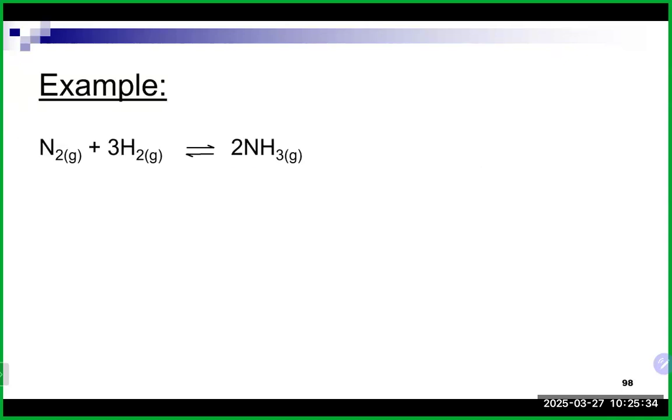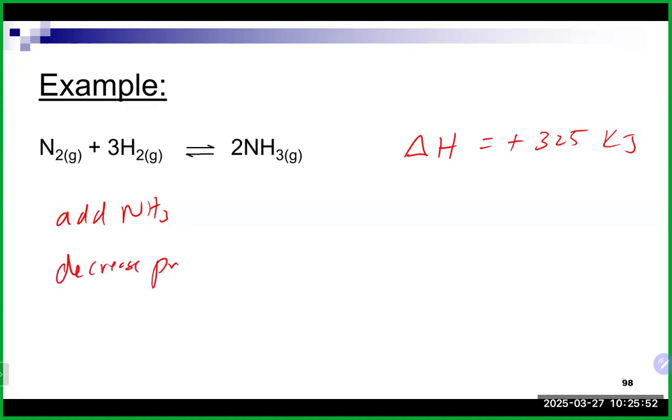All right, so we got a real one here. Let's just say the delta H for this reaction was, we'll go positive 325. Why not? That's clearly not it for sure. Let's see what happens here if we add NH3, we decrease the pressure, we increase the temperature, we remove H2. All right, let's give it a go.